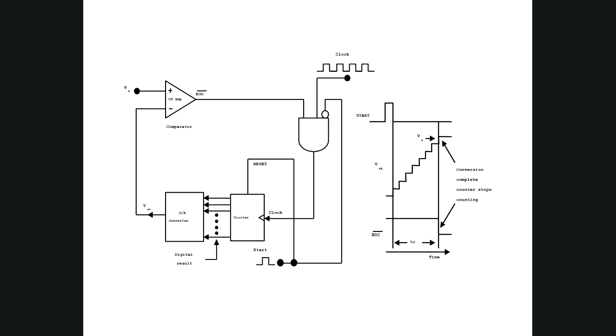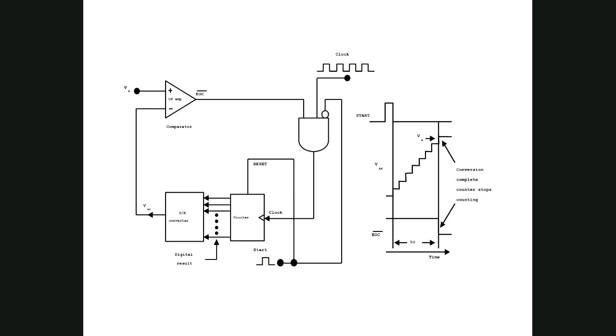This is called analog digital converter. First of all, where is the input? Analog input is provided from here. Where is the digital output? Digital output is here. So we have the analog input and the digital output. Now we have four elements in this one.